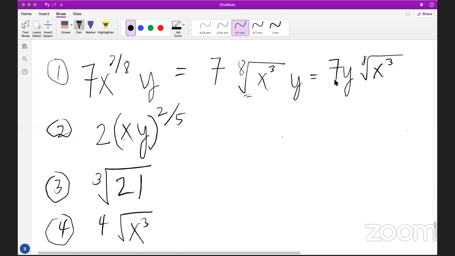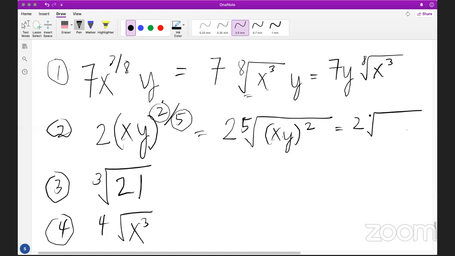How about this one? Is the 2 included in the 2 raised to 2/5? No, so it stays outside the radical sign. Okay, our root would be 5, or our index is 5. And then this 2, that would be x, y, still a quantity, squared. Or 2 times the 5th root of x squared, y squared.